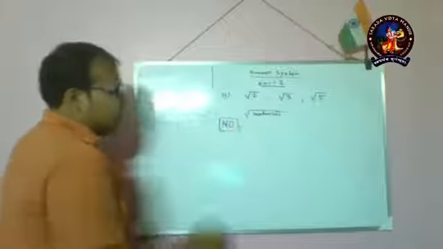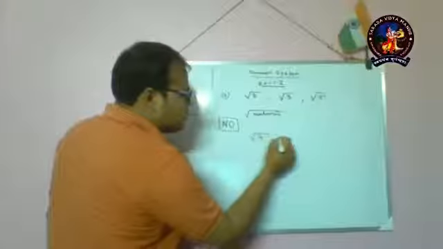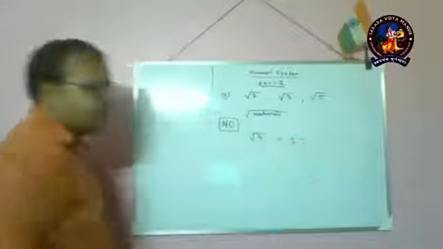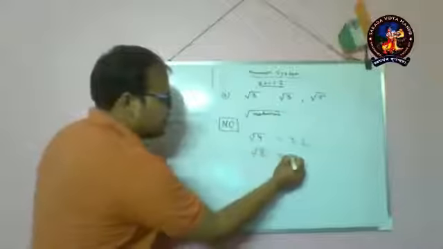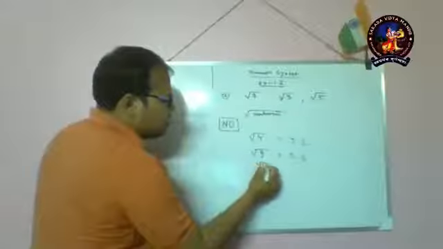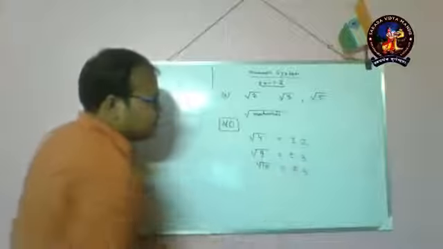Why? Let's take root over 4. It is plus minus 2. Whether it is plus 2 or minus 2, both are not irrational. Let's take root 9, plus minus 3, root 16, plus minus 4. So they are not irrational. Every time, it is not true that the root of any natural number will be an irrational number. They may be rational as well.